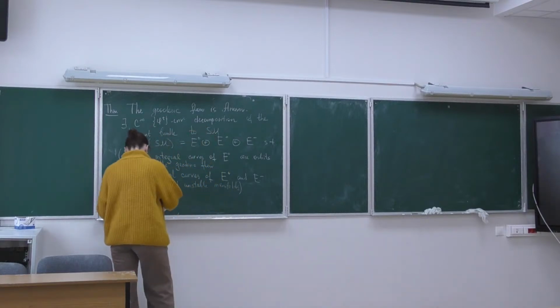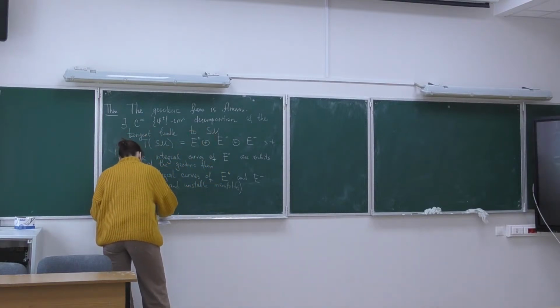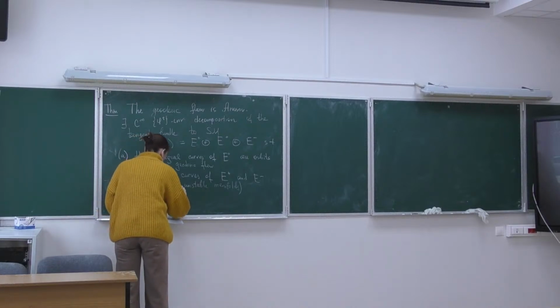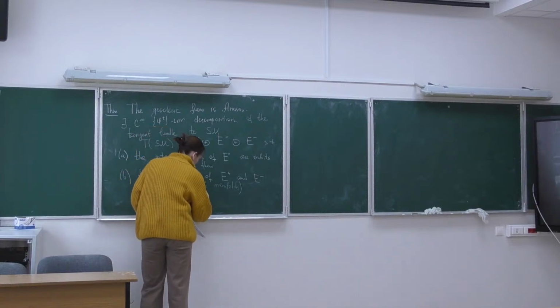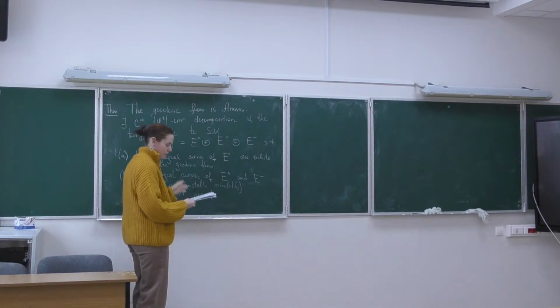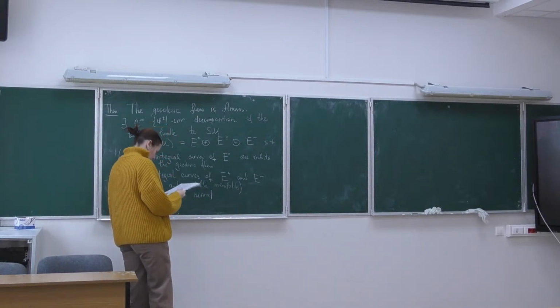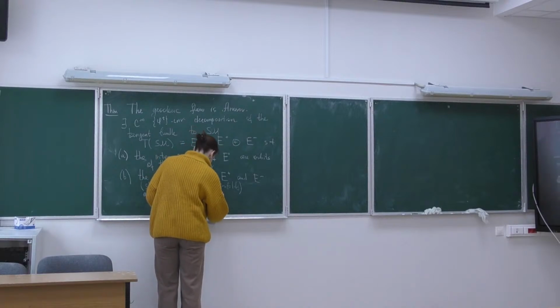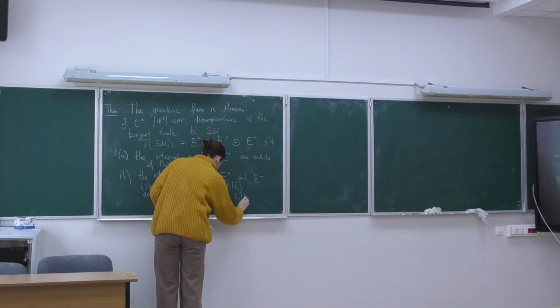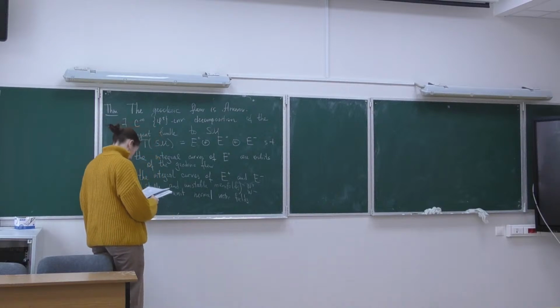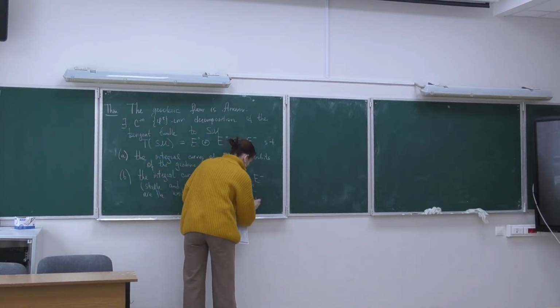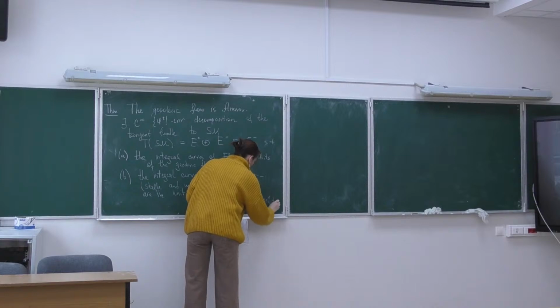We did not discuss anything new. I'm just recalling the theorem we studied last time. These manifolds are called W plus and W minus. And we discussed that they are orthogonal to the orbits of our flow.